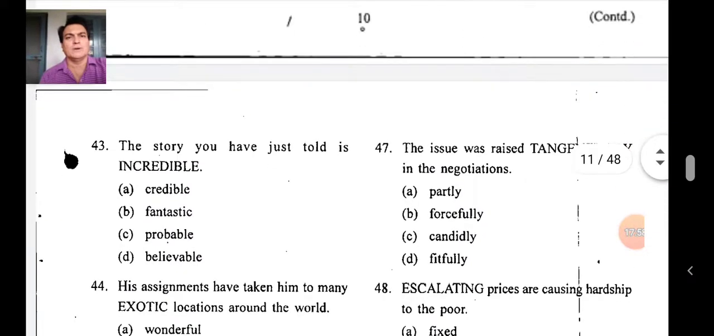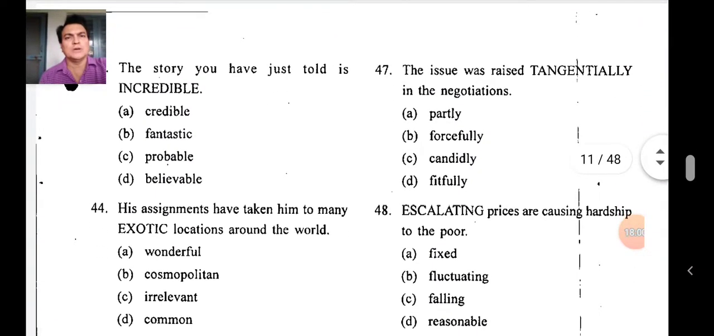Let's go to the 43rd one. The story you just told us is incredible. Incredible. The story, you cannot believe it, unbelievable story. So credible will be the right answer. Though believable also comes closer, the most appropriate will be credible. The story is very credible. It's so unbelievable that such a thing could happen like that. So unconvincing, but truly it has happened. Like that, you will say incredible. So exciting it has been.